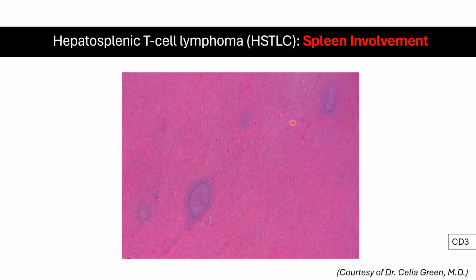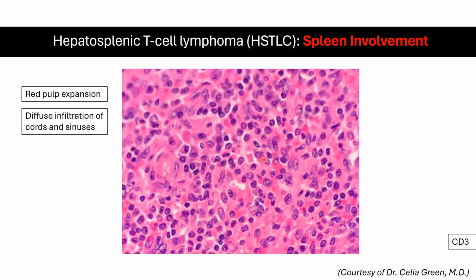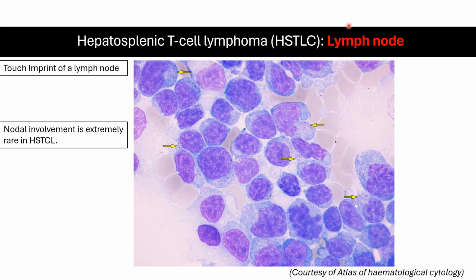This is the spleen on the low power, and the red pulp is mainly the one that is involved by the lymphoma. Here, the white pulp is intact and not really involved by the neoplastic cells, but the red pulp is expanded in the low power. If we go to high power, you can see the red pulp expansion, and also these neoplastic cells are diffusely infiltrating the sinuses and cords, and they are all neoplastic cells of hepatosplenic T-cell lymphoma.